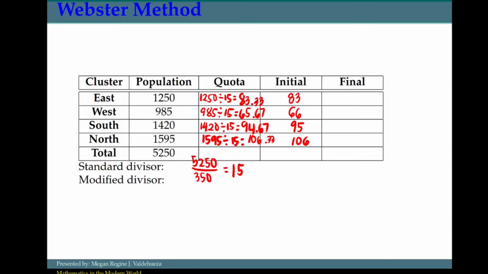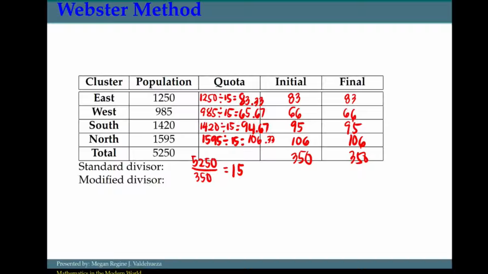So if we total the initial allocation, this will give us 350, which is the total number of sacks to be apportioned. So this will be our final allocation. We have 83, 66, 95, and 106, a total of 350. So the apportionment process is complete.